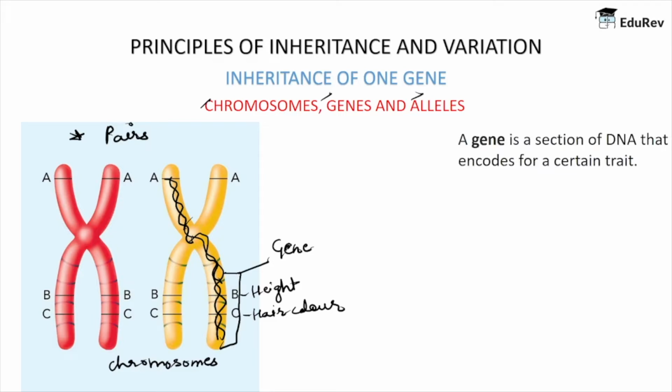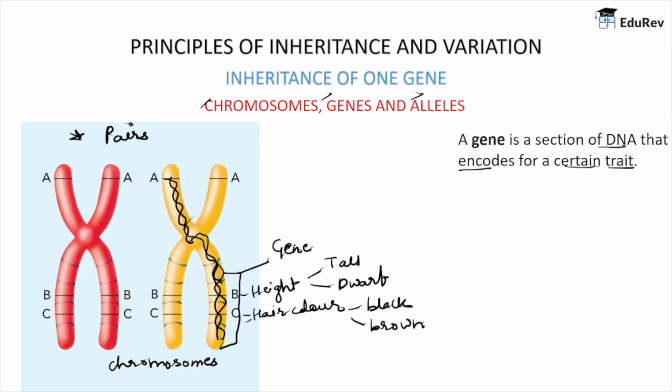So now we can define a gene as a section of DNA that encodes for a certain trait. I am repeating it again, it will encode either for height or for the hair color. Now, if you describe the same person again, if someone asks what was that person's height, either you will tell that person was tall or you will say that person was dwarf. And if asked about his or her hair color, then you might say that the person's hair was black, or you can say that person's hair color was brown.